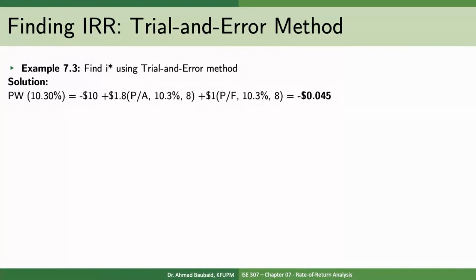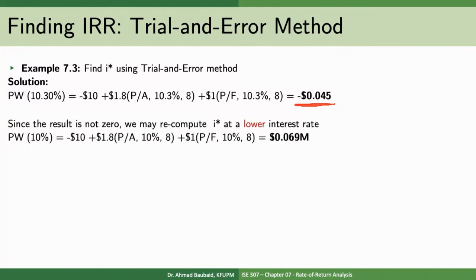If I plug in 10.3%, I get something that's fairly close to 0, but not quite. And remember, this is in millions. So once you multiply, you're going to get what, 45,000? So it's still maybe not quite small enough. And so now maybe I need to do some more computations. I need to iterate again. So let me adjust a little bit and try 10% instead of 10.3%.